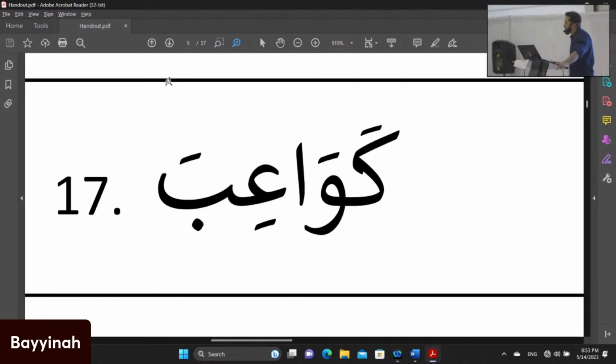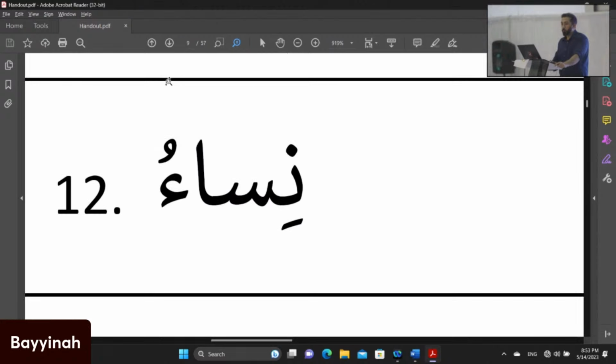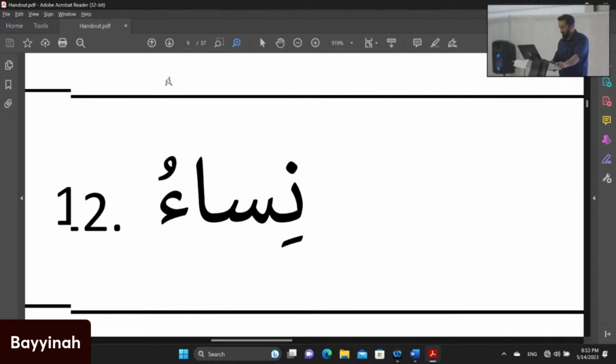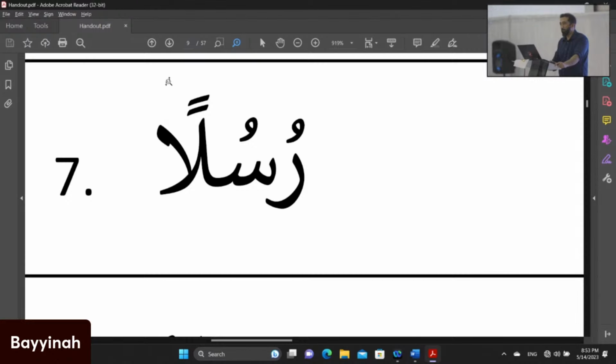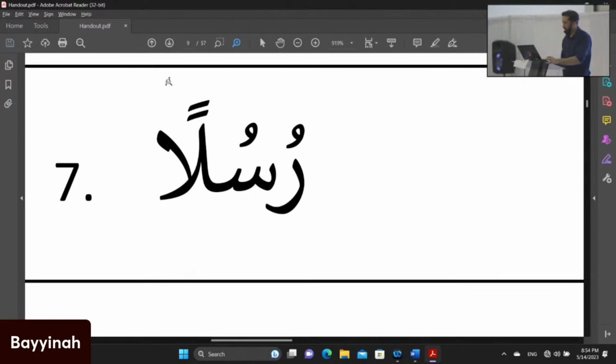Kawa'iba. Good. What would be the heavy version? Kawa'iban. Nisa'u. Light. Heavy version. Cool. Nisa'un. Rusulan. Heavy. Good. Heavy. Light version. Rusula. Because once you take the an off, what goes away with it? Remember Musliman? When I made it Muslima, what did I take away? Alif is gone. It's just Rusula. Okay? Good.